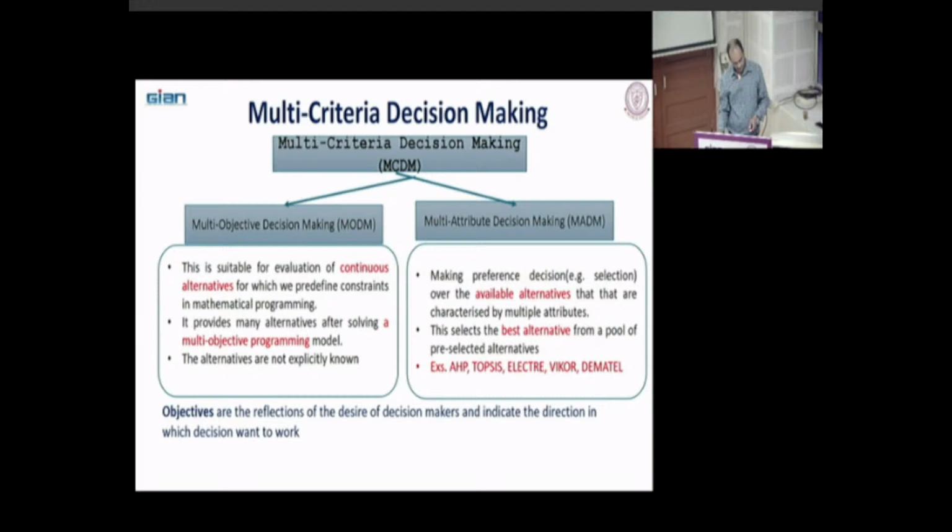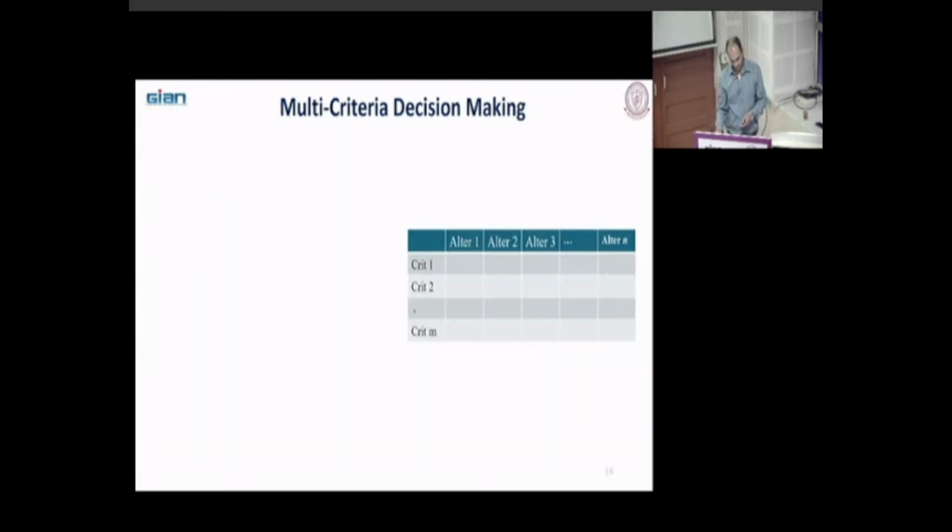So in MODM, we have the goal to generate the solution, but in MADM, we want to select the best alternative among the available alternatives. Objectives are the reflection of the desire of decision makers, like cost, time, attributes, characteristics, qualities, performance parameters. If you want to buy a new car or a new phone, you go with the MADM. If you want to optimize the cost or time, you go with the MODM.